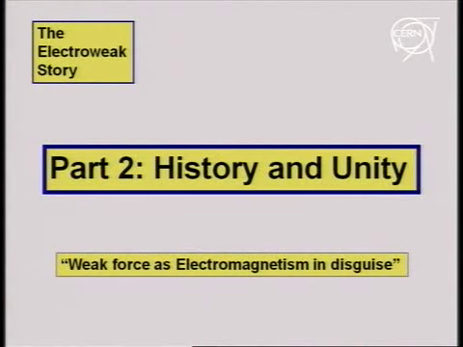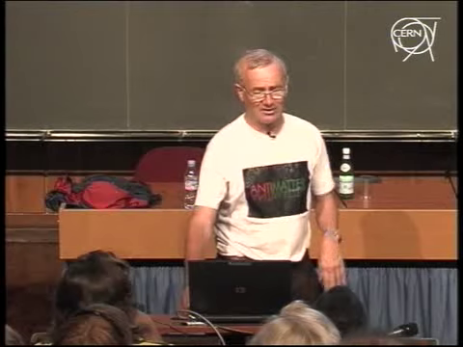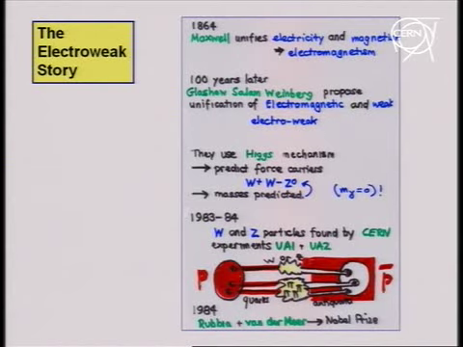So I'm now going to do part 2 of what I will call the Electroweak story, how the electromagnetic force and the weak force indeed come together to reveal that what we've been calling the weak force for 70 years is nothing more than the electromagnetic force but in disguise. So let's take this history. So I suppose the history of unification goes back as far as 1864, when Maxwell first united electricity and magnetism into what we call electromagnetism.